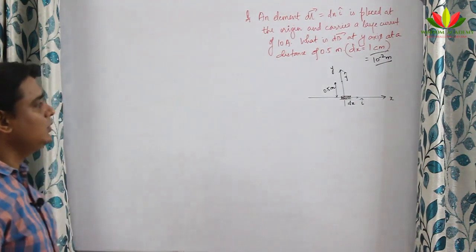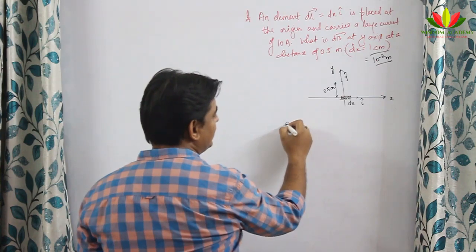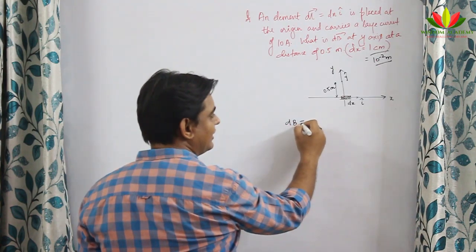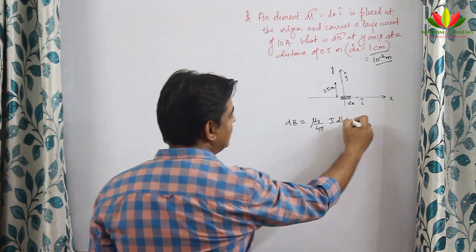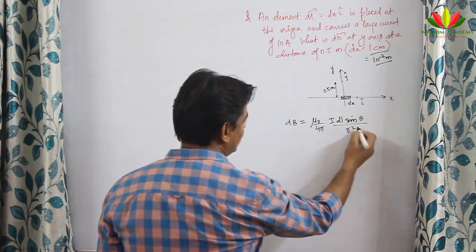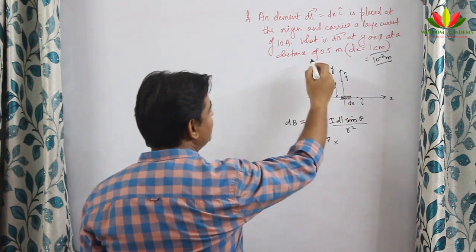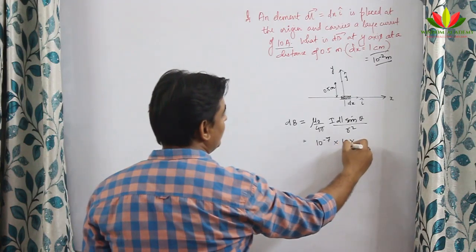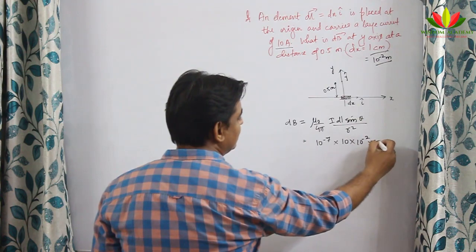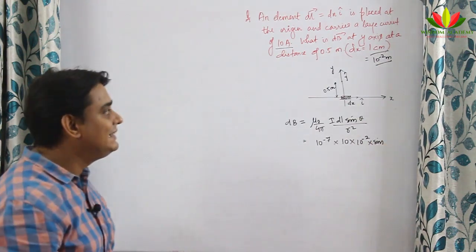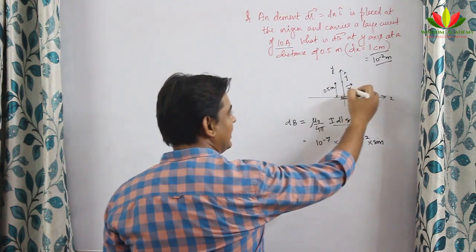Fine. Now first we have to find the value of the magnetic field. What is the magnitude of the magnetic field? We know that the magnitude of the magnetic field is equal to mu naught by 4 pi into I dl sin theta by r square. This value we know is 10 to the power minus 7, into the current, which is given as 10 amperes, into dl, which is dx, and dx is 10 to the power minus 2. And sin of what is the angle between dl and r? This is the r vector, right? Because this is the direction, and this is this.